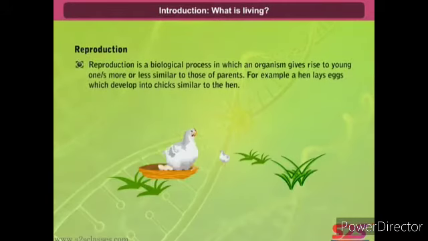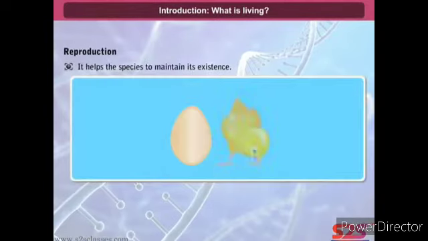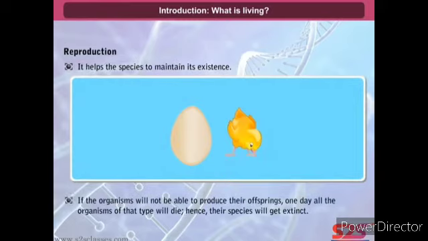Reproduction. Reproduction is a biological process in which an organism gives rise to young one or ones, more or less similar to those of parents. For example, a hen lays eggs which develop into chicks similar to the hen. It helps the species to maintain its existence. If the organisms will not be able to produce their offsprings, one day all the organisms of that type will die. Hence, their species will get extinct.